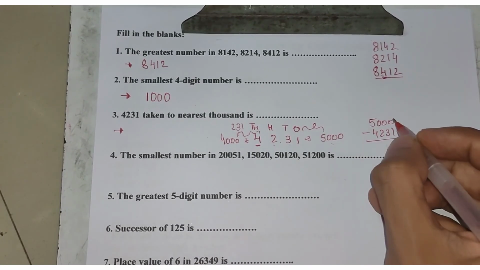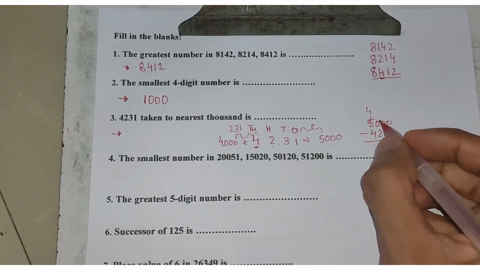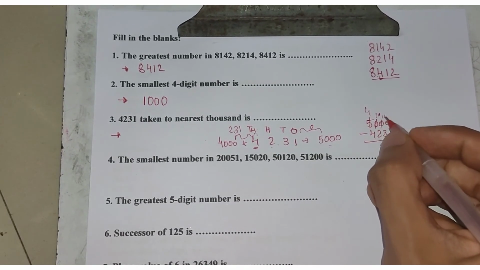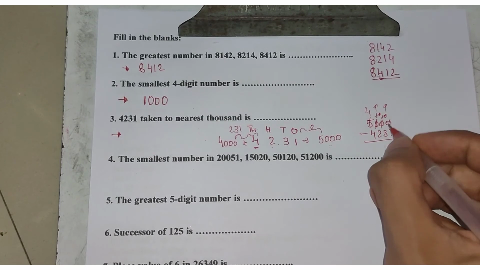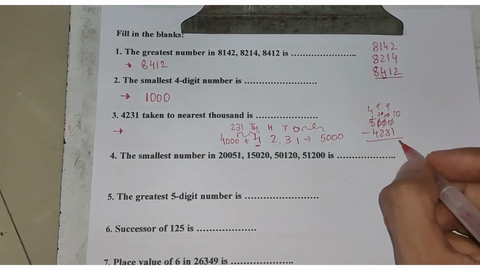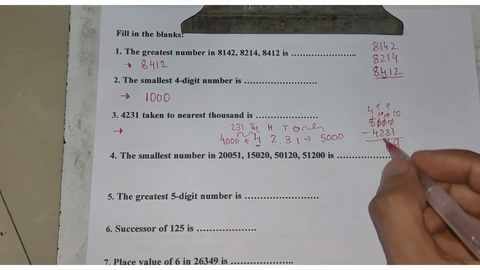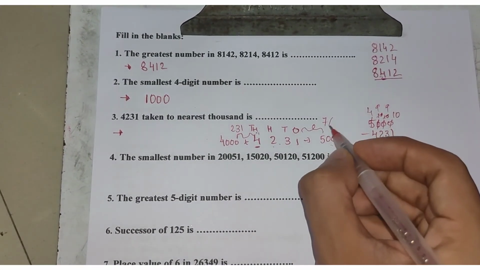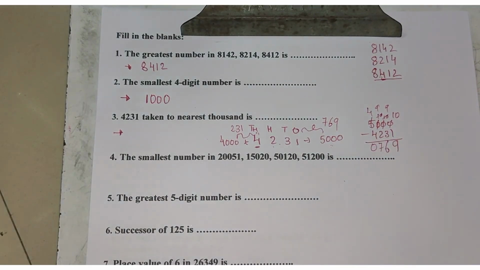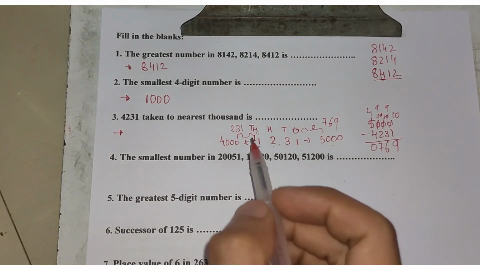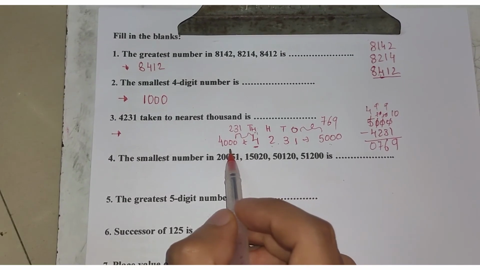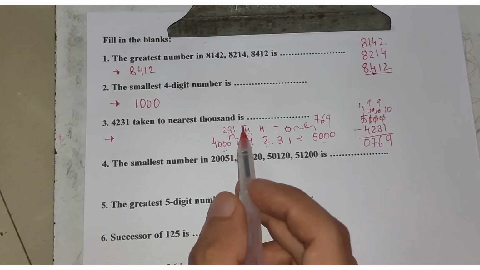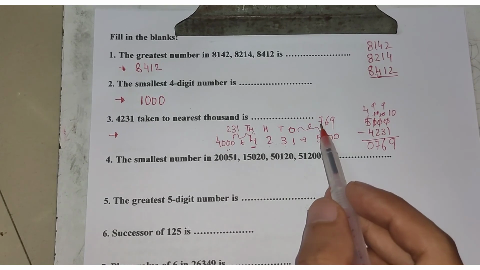this can't be subtracted, so it will carry 10, then it will become 9, it will become 9, it will become 10. Now 10 minus 1 will be 9, 9 minus 3, 6, 9 minus 2, 7, 4, 0. It requires 769. So the number given is 4231 and we have to take it to the nearest 1000. That is 4000 is 231 away, or for 5000 it requires 769.